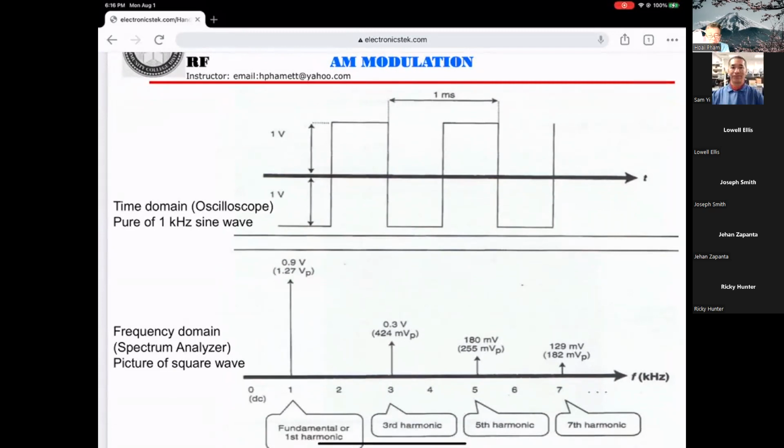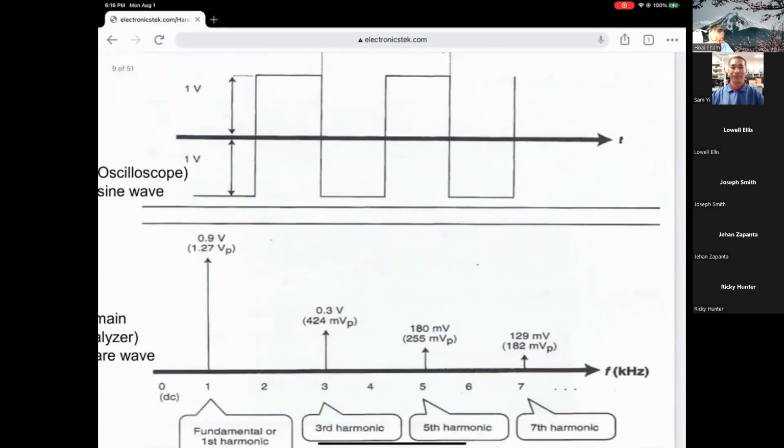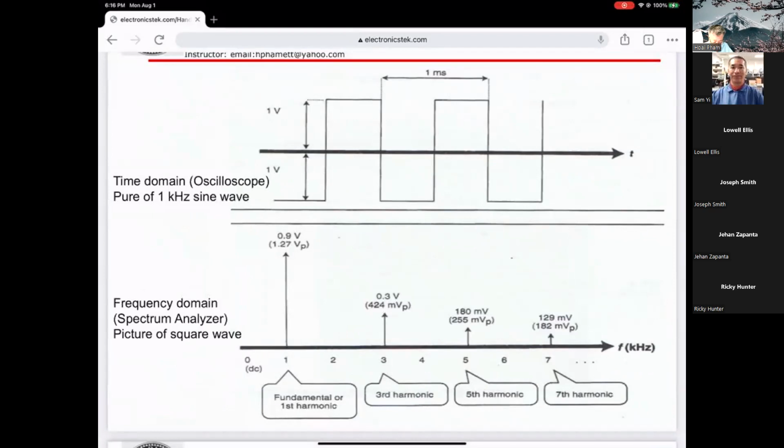So if you're looking at that square wave on a spectrum analyzer, you can see 1 here means 1 kilohertz. And they're telling you what the voltage is. And 3 here means the third harmonic. Then you get the voltage at 3 kilohertz. At 5 kilohertz, you get that voltage, and so on. However, they only want up to 13, don't want any more, even though it still keeps going.